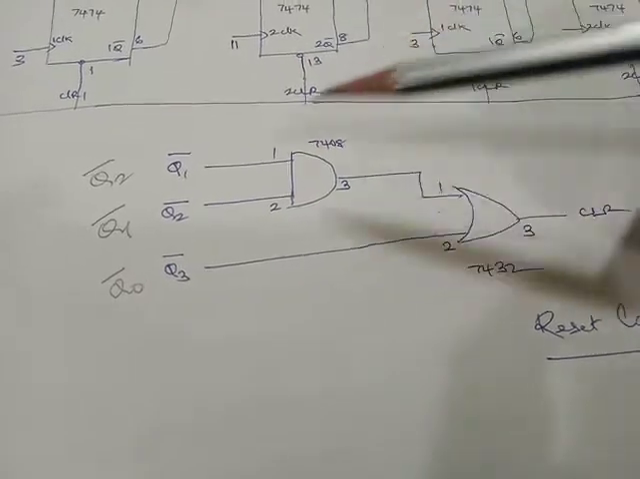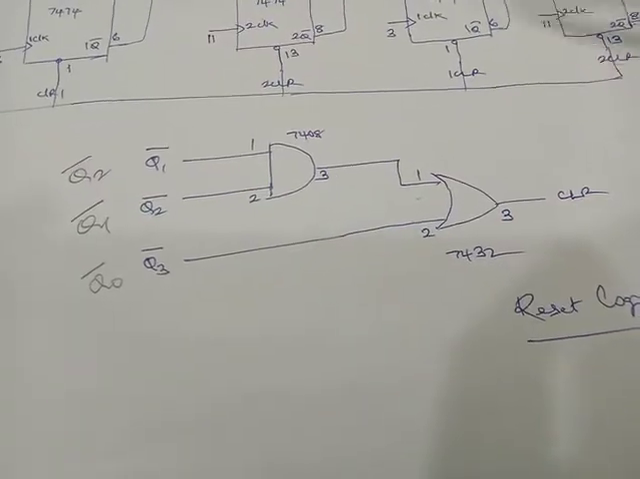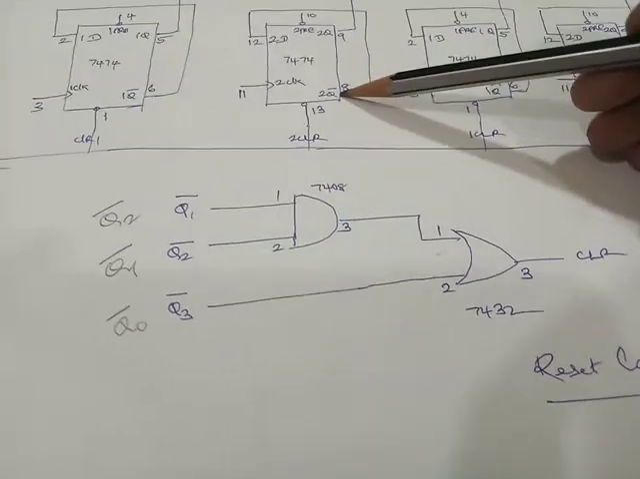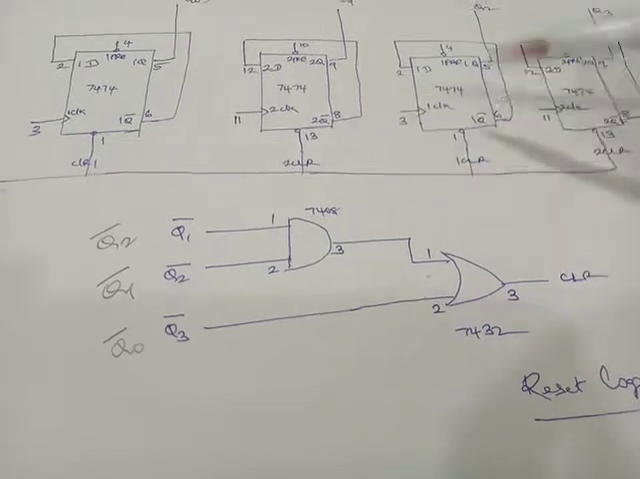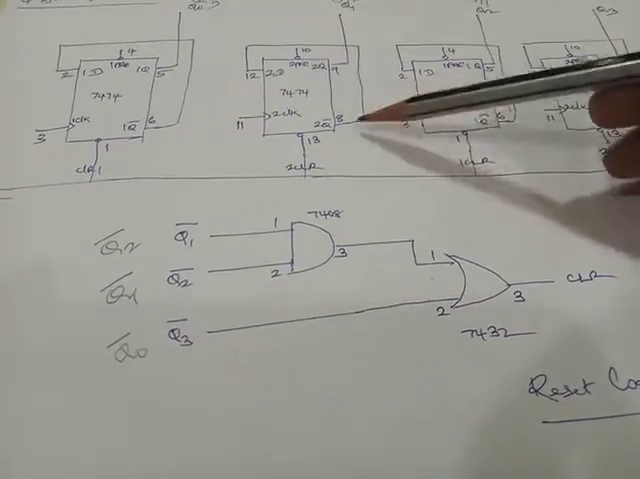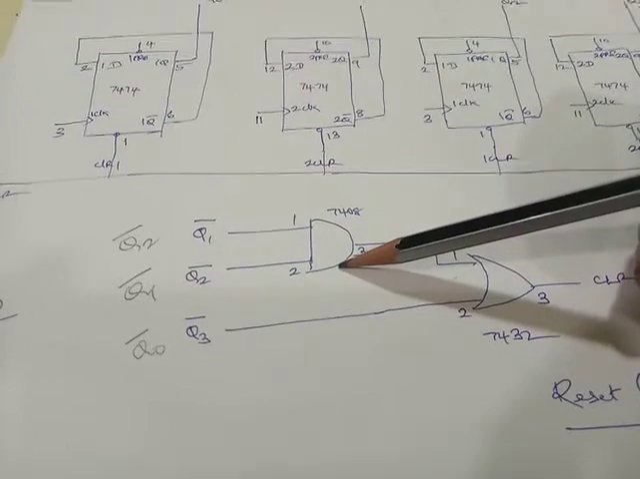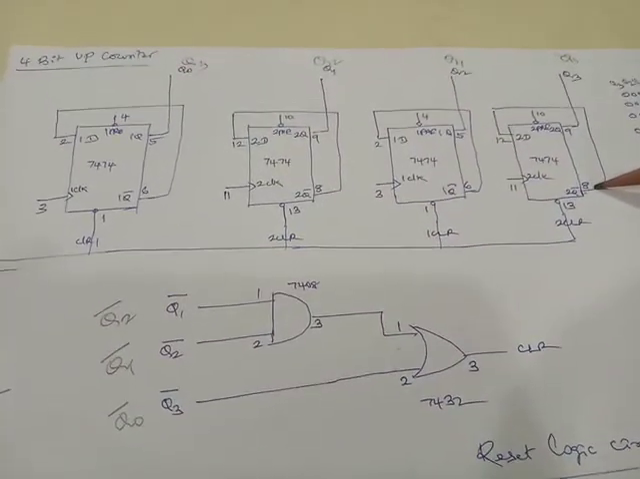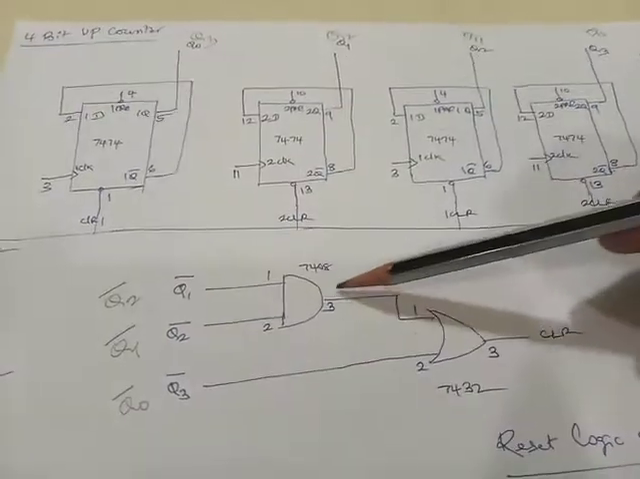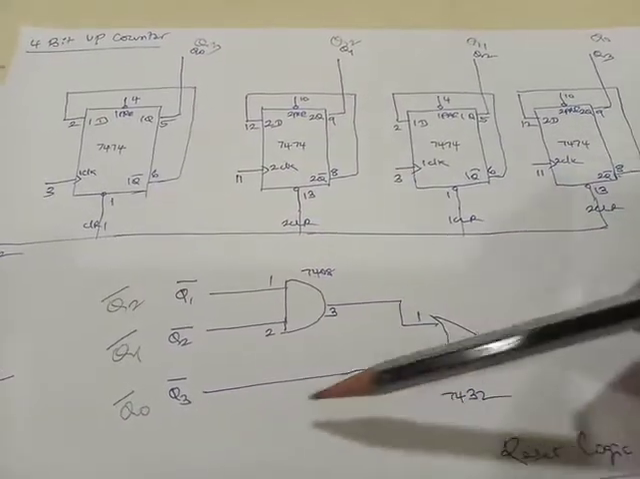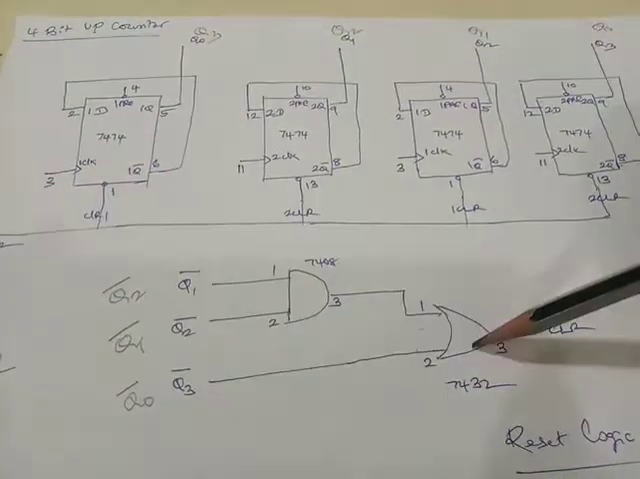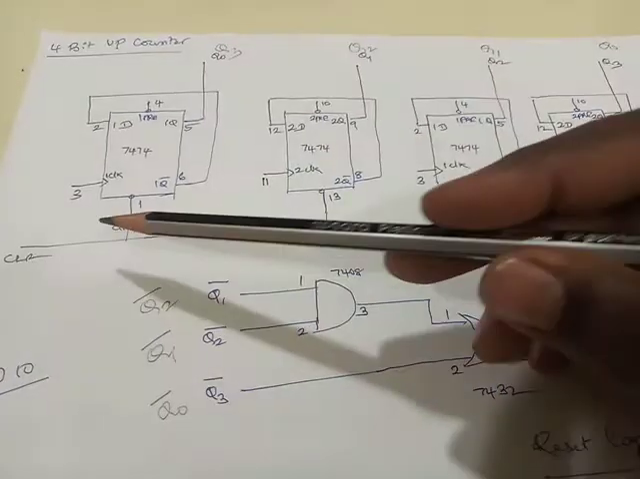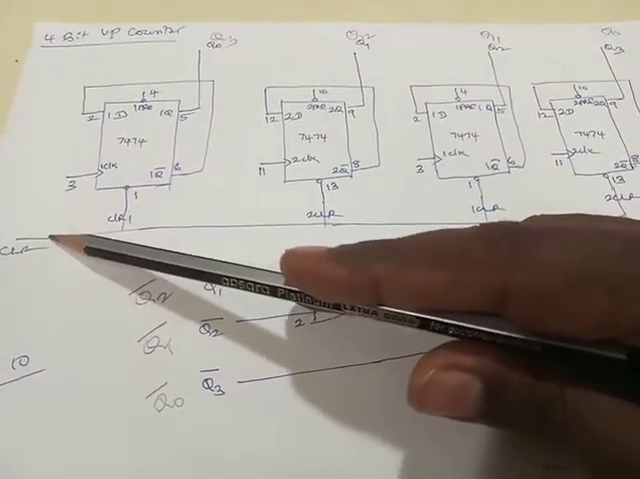Here it is Q2 bar, and here Q1 bar. These two I am giving to one AND gate. Q0 bar is taken from the 8th pin. The output of the AND gate is given to an OR gate, and one more input of the OR gate is Q0 bar. The output of this OR gate I am going to connect to clear.